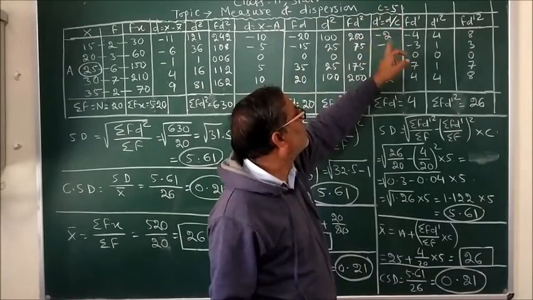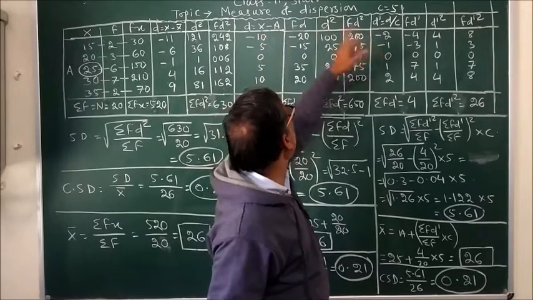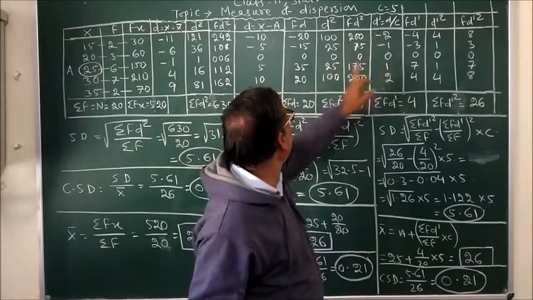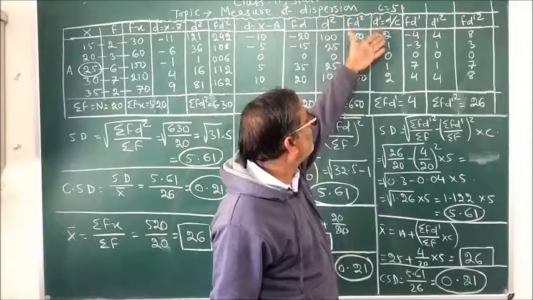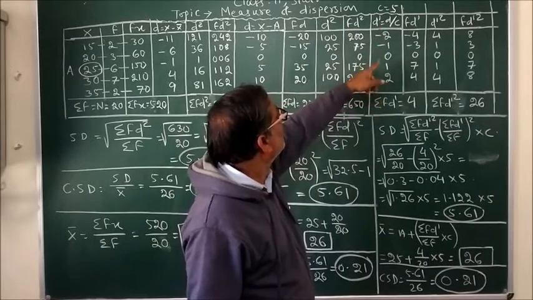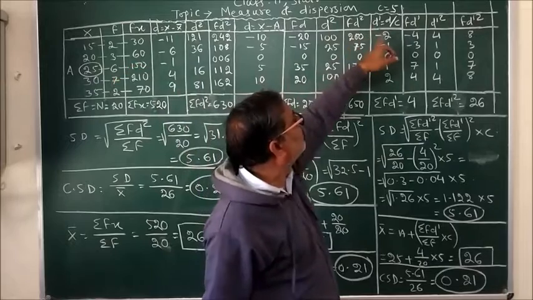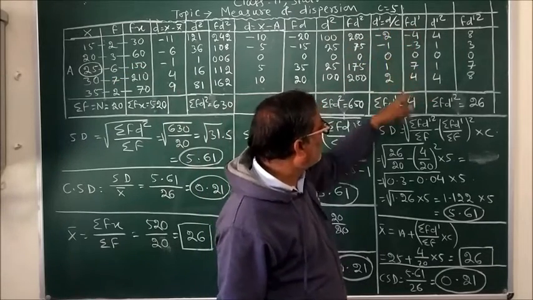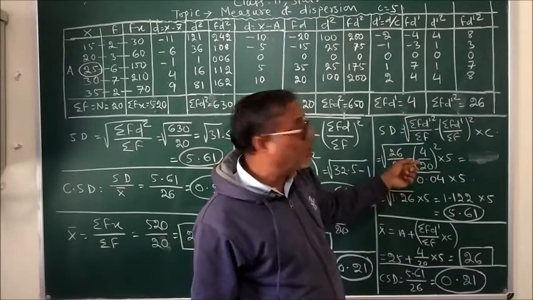So D dash: minus 10 by 5 equals minus 2. Minus 5 by 5 equals minus 1. 5 by 5 equals 1, 10 by 5 equals 2. In this way we found the D1 column. Then after finding D1, if we multiply the value of F with D1, we will get FD1. And in this way the sum of FD1 is 4, because it is needed in the formula.